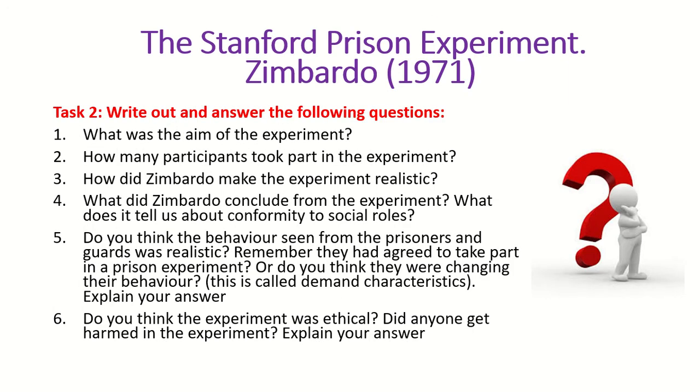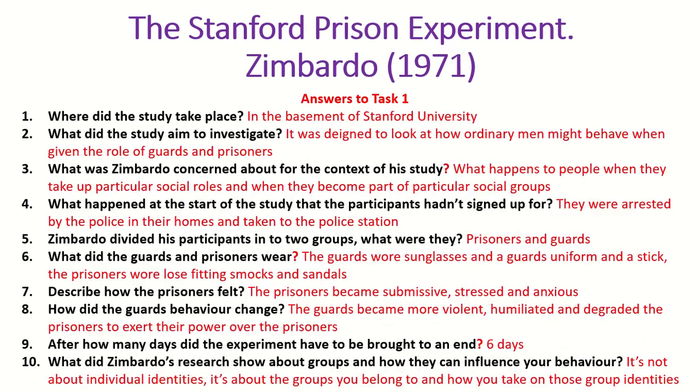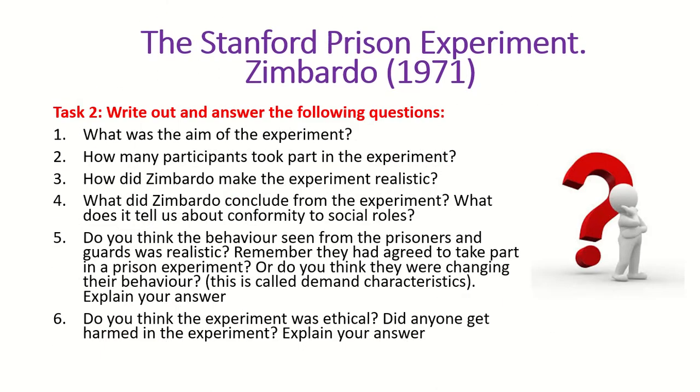Okay, so these are the questions that I would like you to answer. If you want to write them on a piece of paper and then use these 2 previous slides to answer those questions. So the aim of the experiment: what was Zimbardo setting out to investigate? How many participants took part in the experiment? How did Zimbardo make the experiment realistic? So how did he make it seem like a real prison? What did Zimbardo conclude from the experiment?